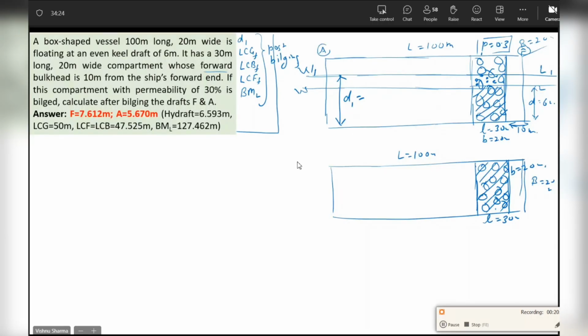Everybody is good with these diagrams? It's a repeat of what we did yesterday, only the compartment has shifted its location, right? Correct, guys? And we had done such a question in GM also, when we had the forward compartment bilged, port, starboard, center question that we did last. So we made a diagram like this there also. Everybody happy with the diagram, guys? Yes, sir.